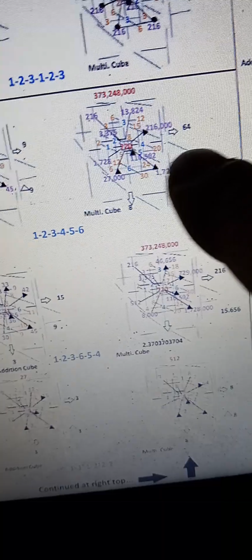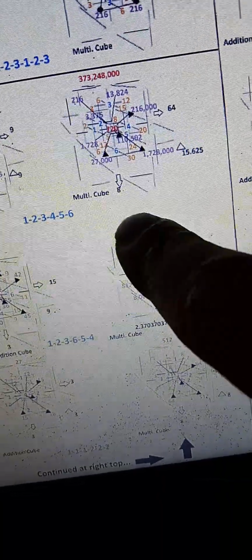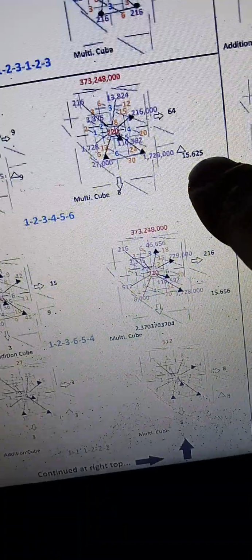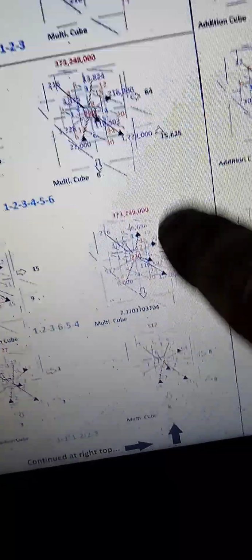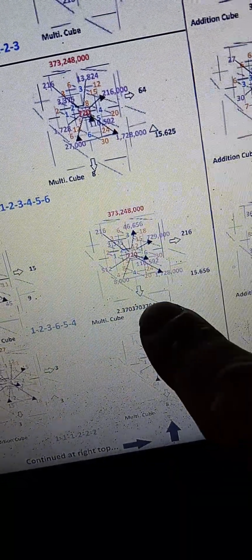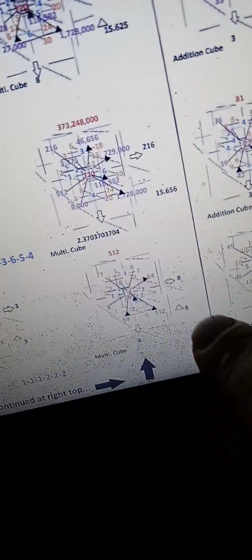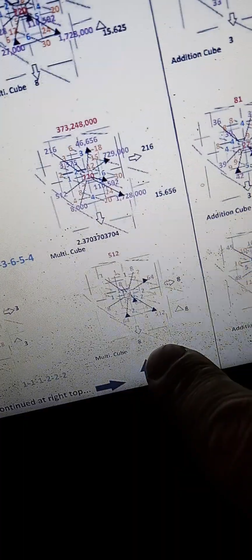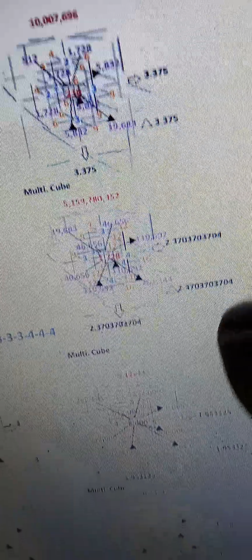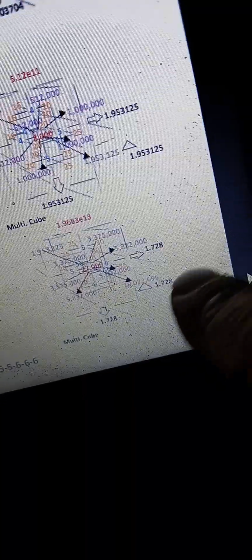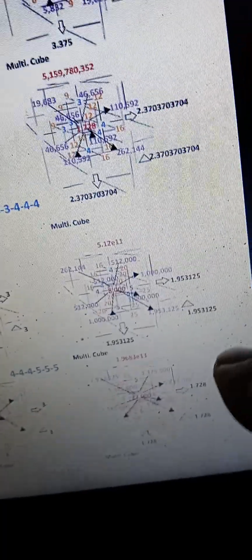But the multiplication cube can be whole numbers, or it can be fractions, or they can just all be whole numbers. Here's the multiplication cube. And these are fractions again. These are fractions. These are fractions. And those are the second order vectors.